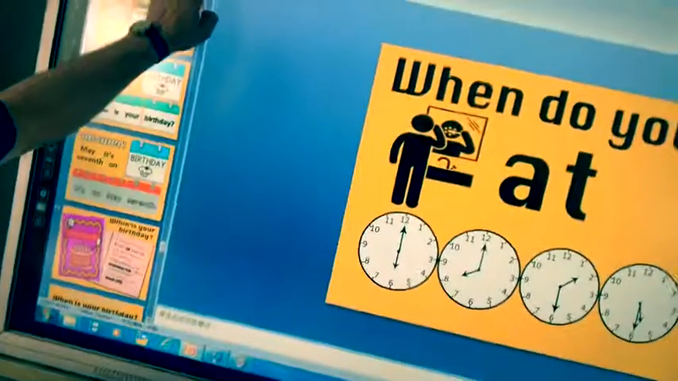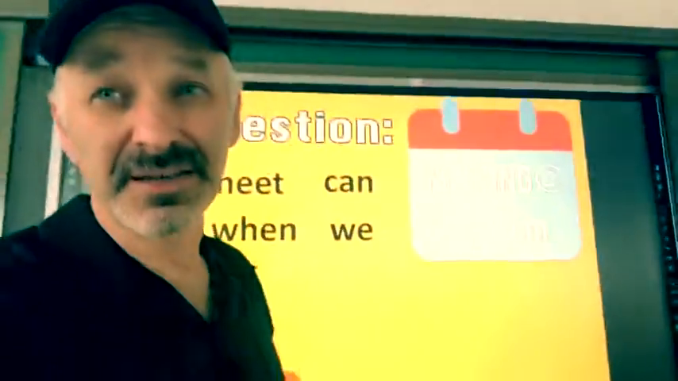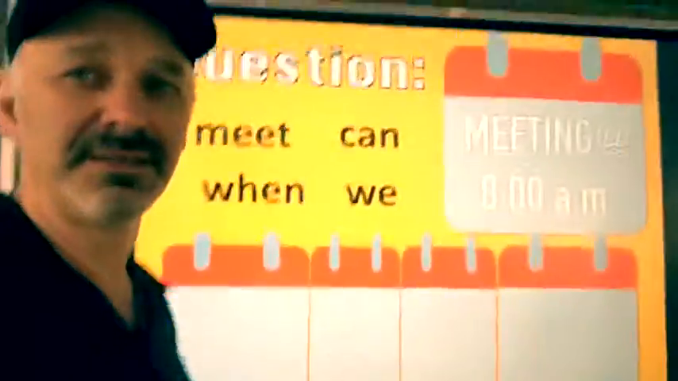And then more language is this. I wanted to quickly talk about, when we talk about dates, very often we're talking about meetings. So I have a question here. What do you think the question is? 7th grade, they should be able to put it together. They know when starts the question.